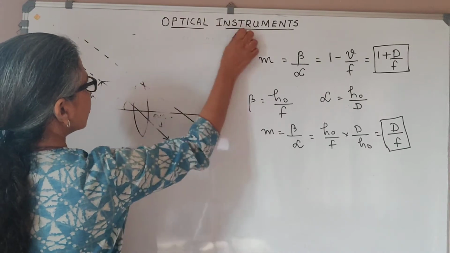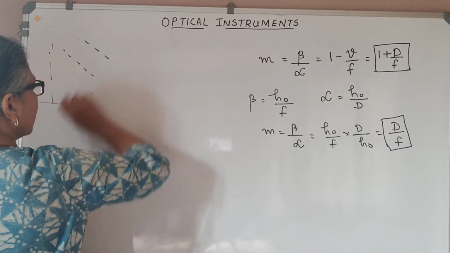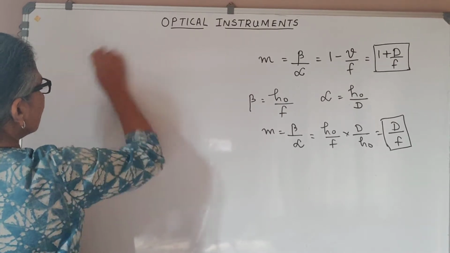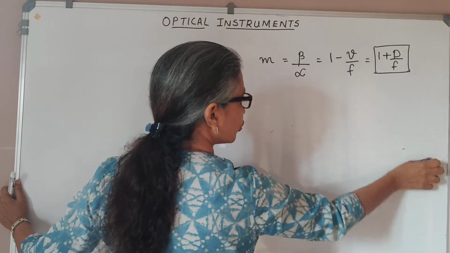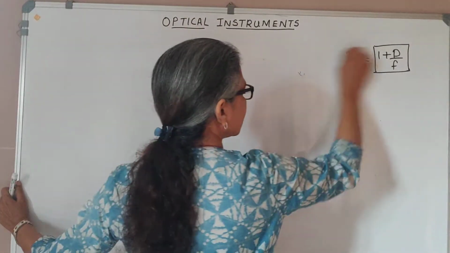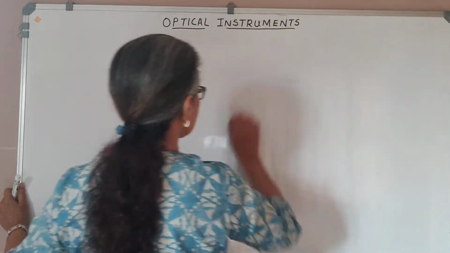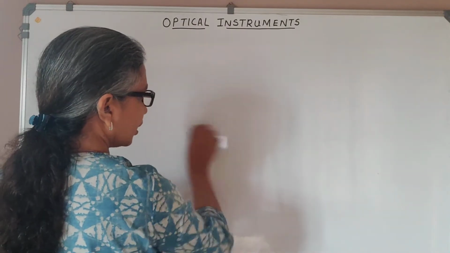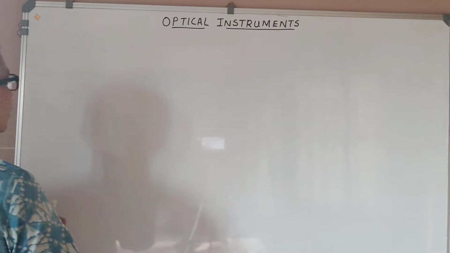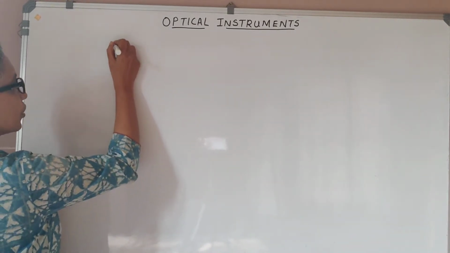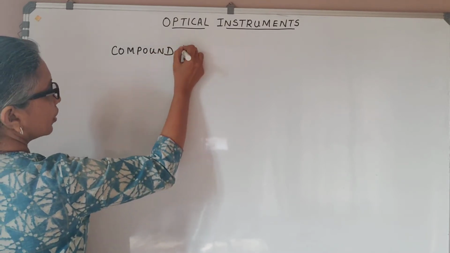So now the next instrument that we are going to discuss is the compound microscope. In a simple microscope you saw there's only one lens. But in the compound microscope we have two lenses, one called the objective and the other called the eyepiece. Both these lenses will magnify, and therefore higher magnifications are possible in the compound microscope. So first, this is a compound microscope. We are going to draw the ray diagram, very important.